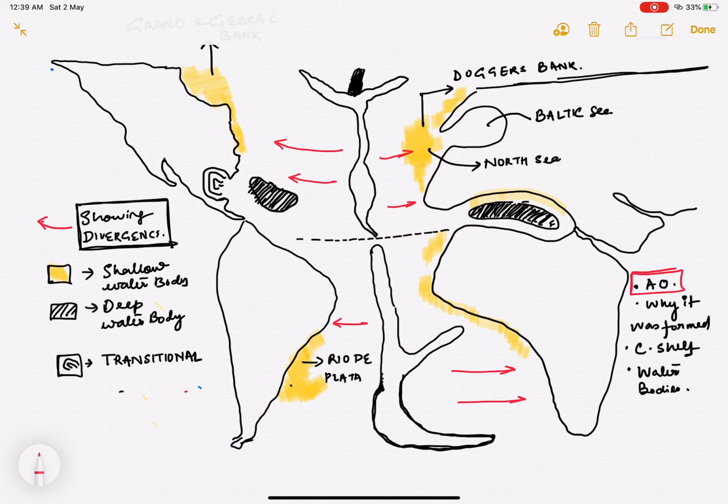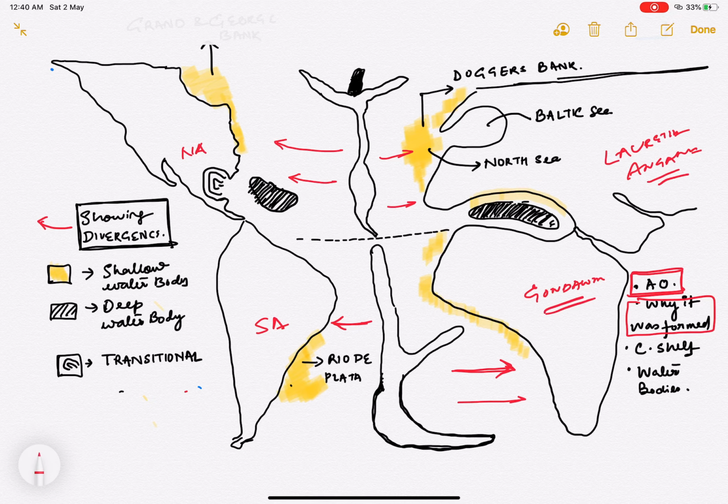Basically, your Atlantic Ocean is the second largest ocean in the world. Now, why was it formed? Now, Atlantic Ocean was formed because of the separation of your South American plate and the North American plate from your Gondwana and your Laurasia. This was your Gondwana and from your Laurasia or the Angara or your Angara land. Or simply you can write it as the African plate and your Eurasian plate.